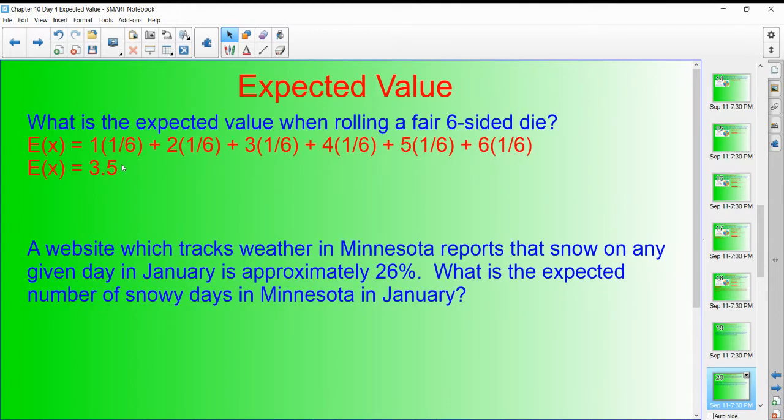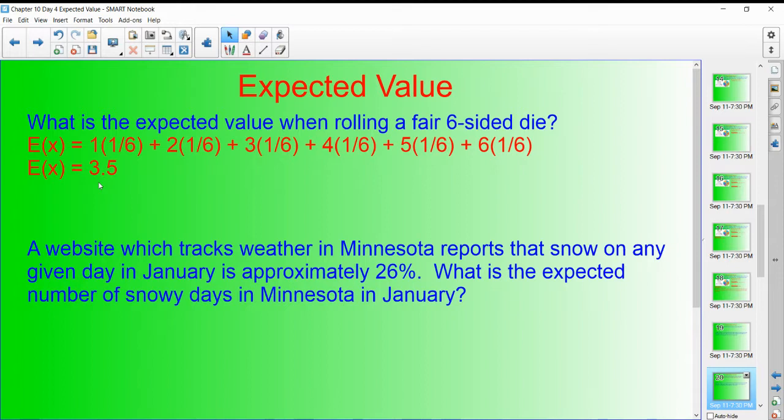So in this case, I got 6 events. I could roll a 1, I'd have a 1/6 chance of that, or a 2, and a 3, and a 4, and a 5, and a 6, and I have 1/6 chance of all of them. So I can have a lot of different probabilities. In this case, all the probabilities are the same because it's a fair die. So the average expected outcome is 3.5. It's between 3 and 4.